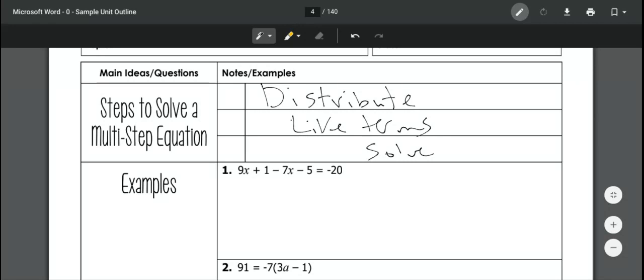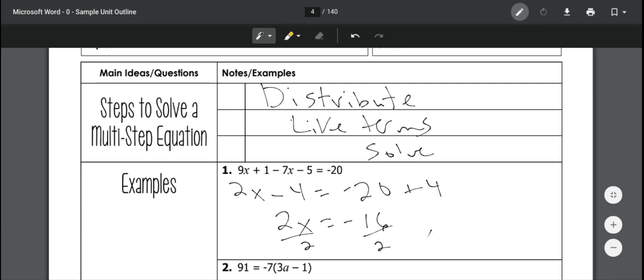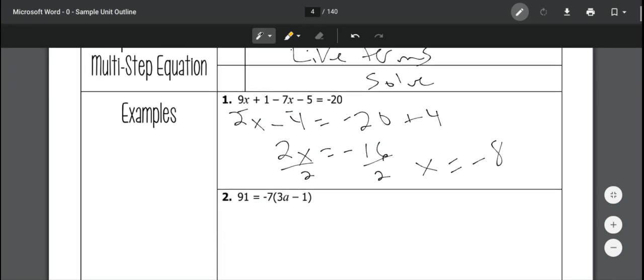So no distributive. So we're going to do 9x minus 7x, which is 2x. 1 minus 5 is negative 4 equals negative 20. And then you don't have to show your steps. It's up to you. I'm going to do 2x and I'm going to add 4. So some people like to actually put it right here. That's how I was taught. And then you get negative 16. Divide by 2. And you get x equals negative 8. You can always plug it back in for the x's if you want to make sure that it was correct.